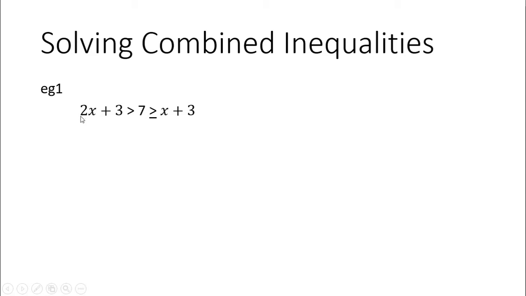As you can see here, I've got an expression, 2x plus 3, which is greater than 7. Now, 7 is the only term in the expression in the middle of this combined inequality, and 7 is greater than or equal to this expression, x plus 3. To solve this combined inequality, what I first need to do is to split it into two separate inequalities. We'll first say that 2x plus 3 is greater than 7. That is, the expression on the left-hand side of this combined inequality is greater than the expression in the center of the combined inequality.